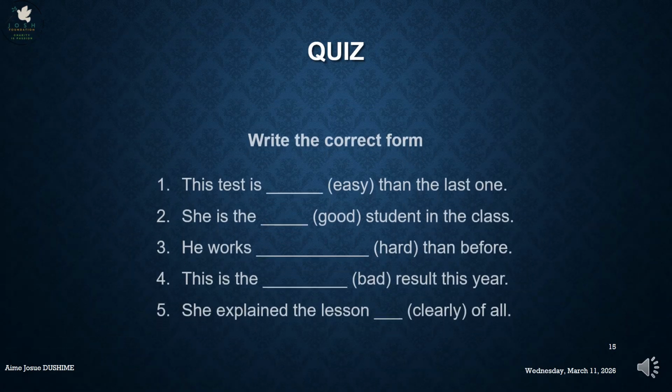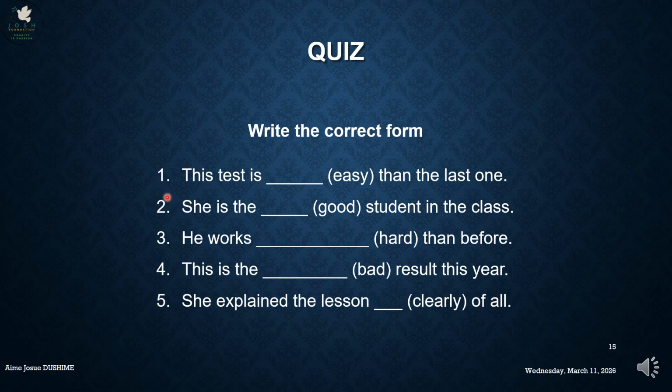As to this quiz, you're going to write the correct form. The test is dash dash than the last one. She is the dash dash student in the class. He works dash dash than before. This is the dash dash result this year. She explained the lesson dash dash of all. You're going to see from the given brackets, then you make the appropriate and right answer to that.